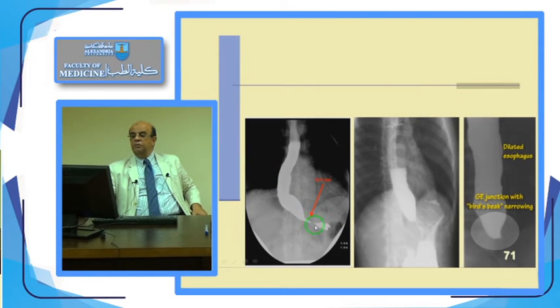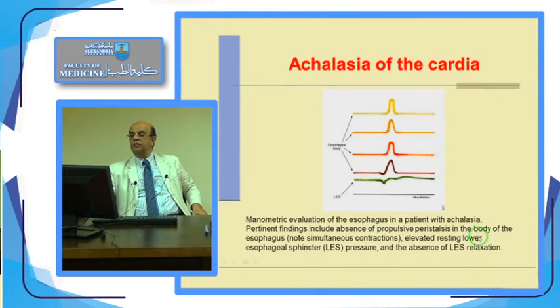So this is the bird's beak appearance. This is dilatation in the esophagus. This is the gastroesophageal junction with bird's beak narrowing. This is the barium. So if we do manometry, we see that there is no peristaltic activity.